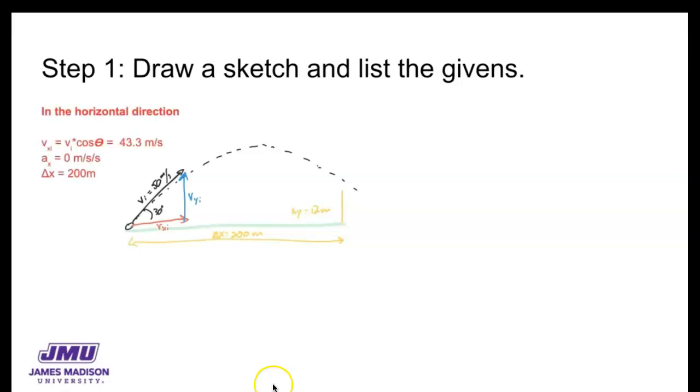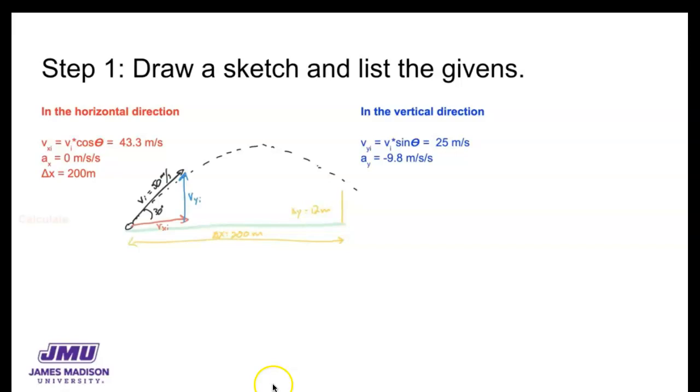In the horizontal direction, I initially know the velocity x initial is v initial cosine theta, so 43.3 meters per second. The acceleration in the x direction, it's a projectile, so after it's been hit, it has 0 acceleration, and then how far it's going is 200 meters. In the vertical direction, we have that the V initial is v initial sine theta, so 25 meters per second, and the acceleration is negative 9.8 meters per second squared. And they want to know how much time it's going to take to hit the fence.